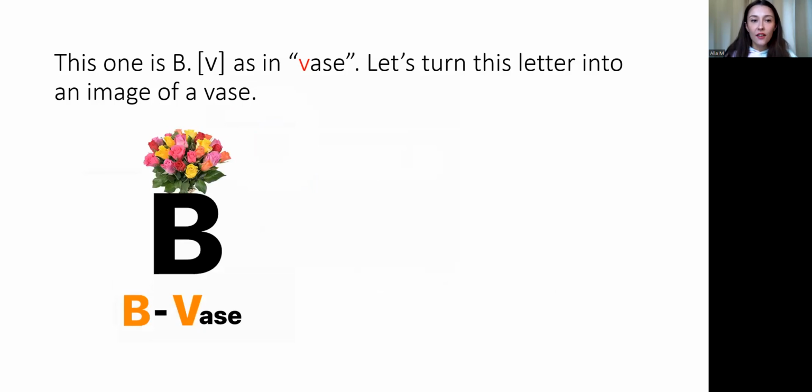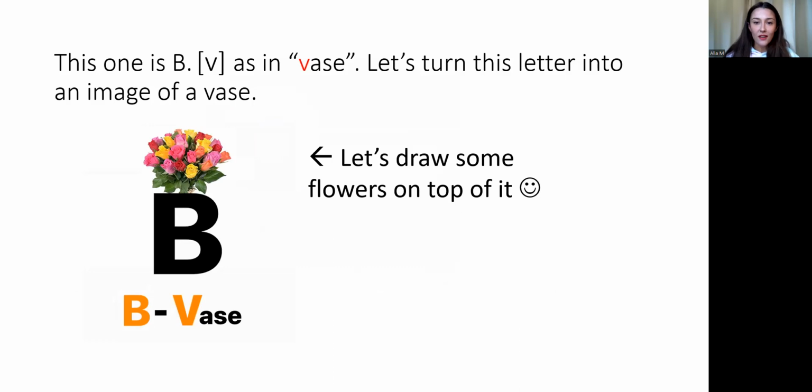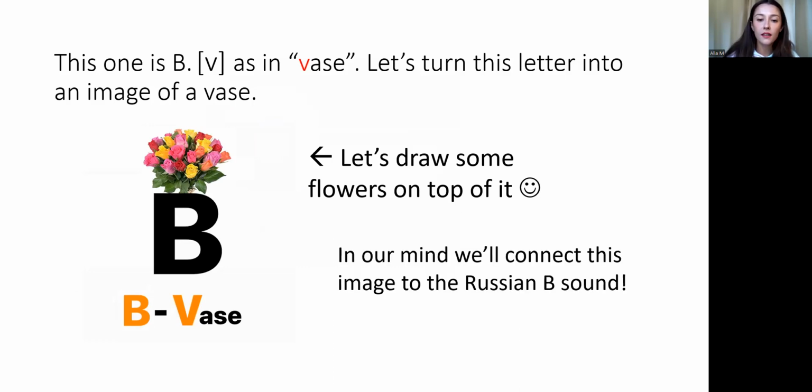This one is V. V as in the English word vase. Let's turn this letter into an image of a vase. And we can even draw some flowers on top of it. And in our mind, we'll connect this image to the Russian V sound. One more time. V, vase, V.